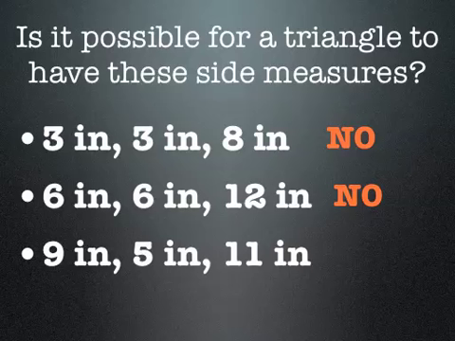Check the last one. We can add 9 plus 11 is 20, and 20 is greater than 5. So again, that works. All 3 combinations are true, so this answer is yes. It is possible for a triangle to have these side measures.